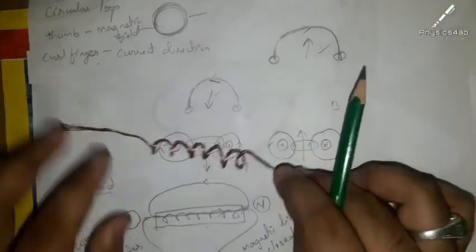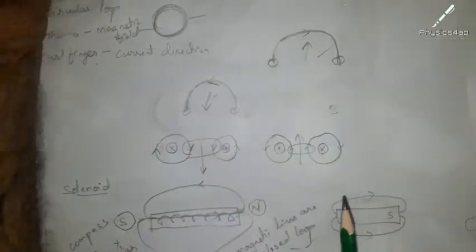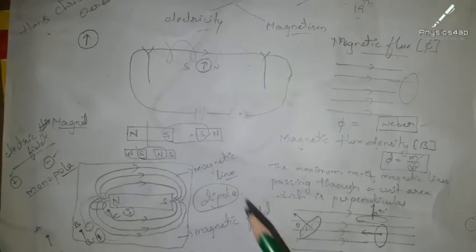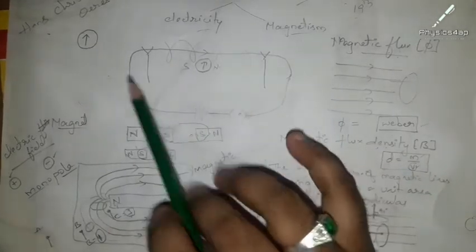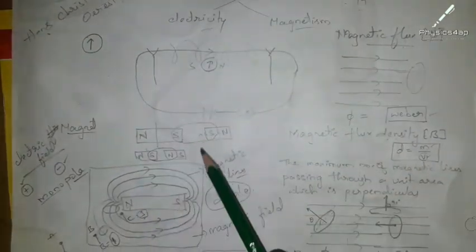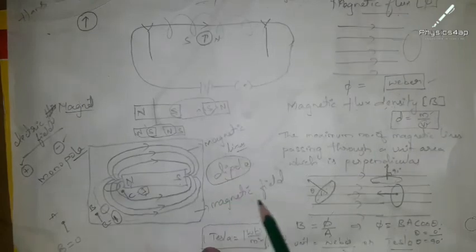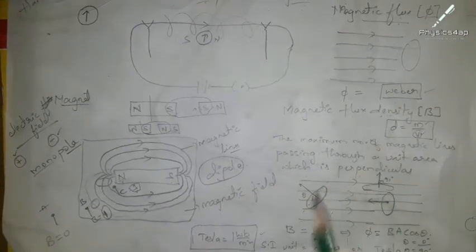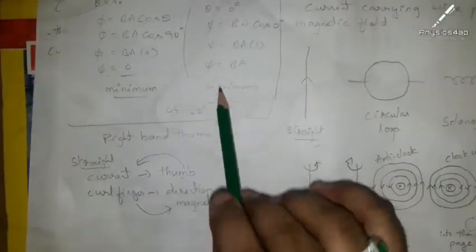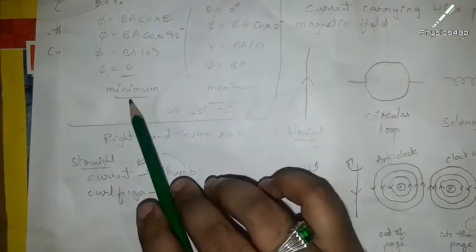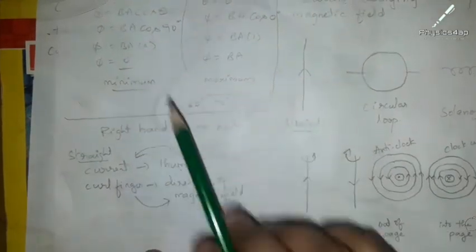So till now, what we have discussed yesterday in part 1 is the Oersted experiment, the magnetic lines, the magnetic field properties, the magnetic flux, and the magnetic flux density. What about the angles? If it is maximum, the angle will be 0 degrees, and if it is minimum, the angle will be 90 degrees.